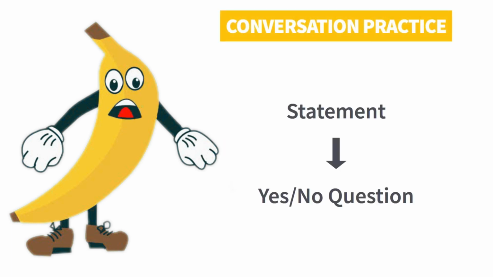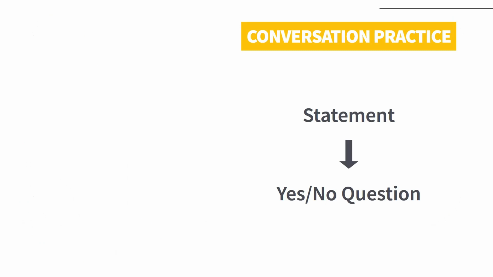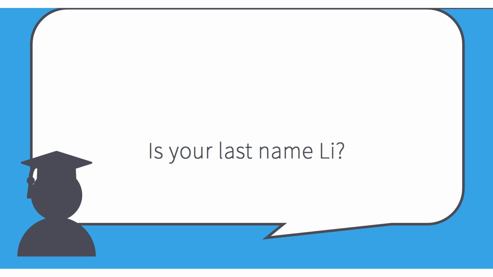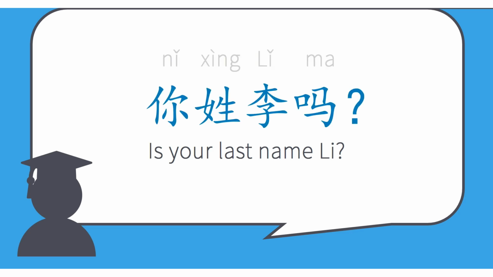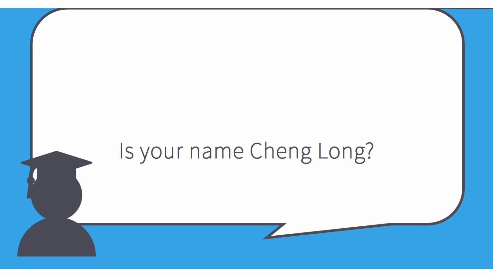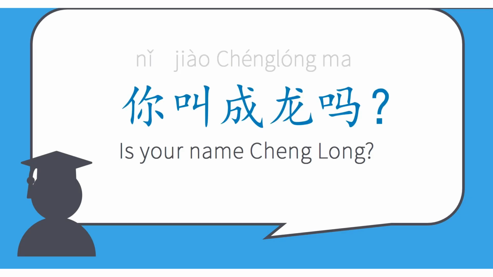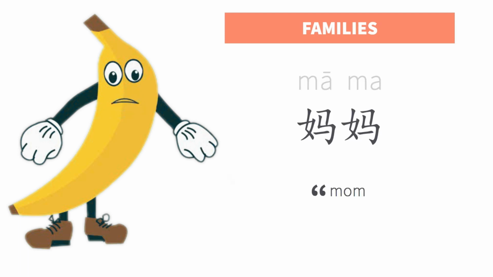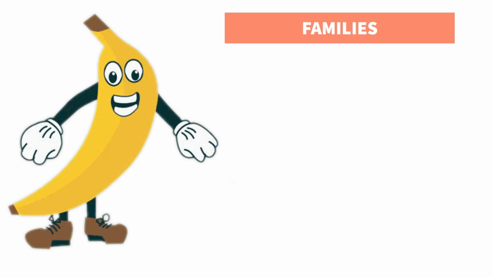So I've prepared some more. Can you turn the statement into a yes or no question? 你姓李。你姓李吗？你叫成龙。你叫成龙吗？Very good. And do you remember in the last lesson, we learned how to say 爸爸 and 妈妈. Today we'll learn more family members and we'll use them to practice more questions with 吗.